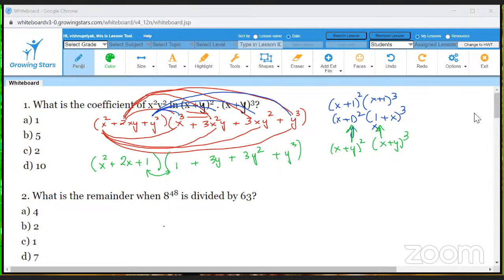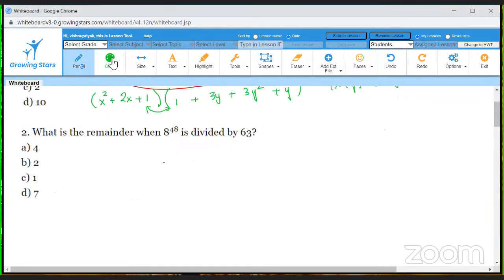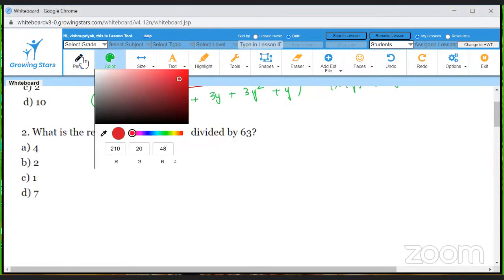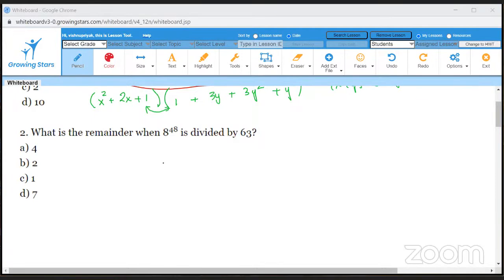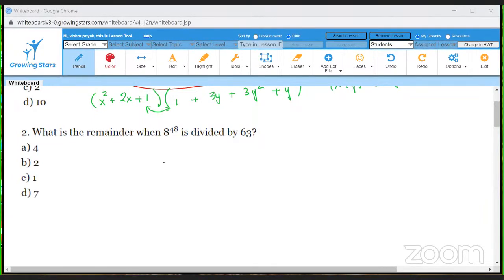Okay, coming to the next question. No one gave me the answer for the second question. So let me tell you. 8 power 48 is divided by 63. What is the remainder?